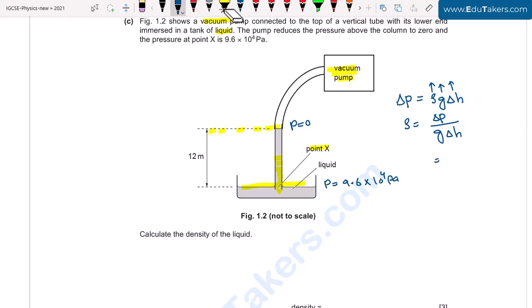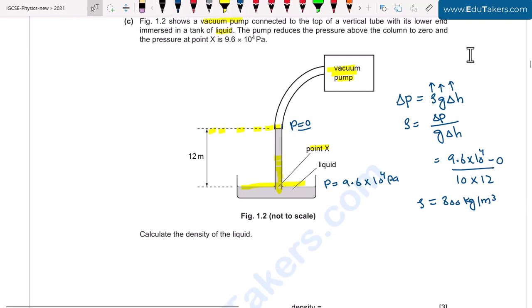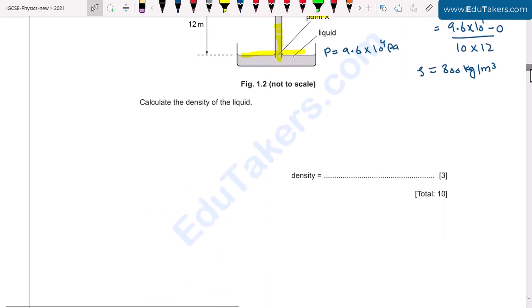So delta P is the difference in pressure. It will be 9.6 into 10 to the power 4 minus 0, since at that point the pressure is 0, divided by the value of g, which is 10, and delta H is 12, the difference of height. So density comes to be 800 kilogram per meter cube. I write here 800. The unit of density is kilogram per meter cube.